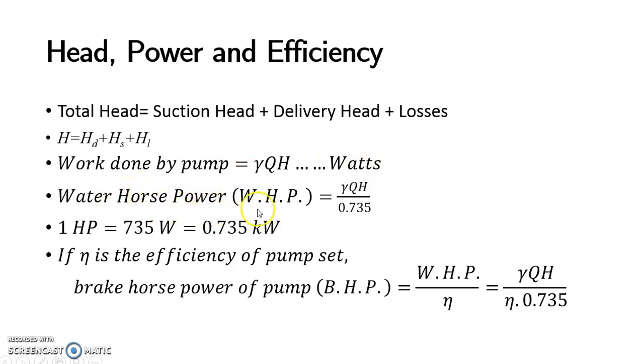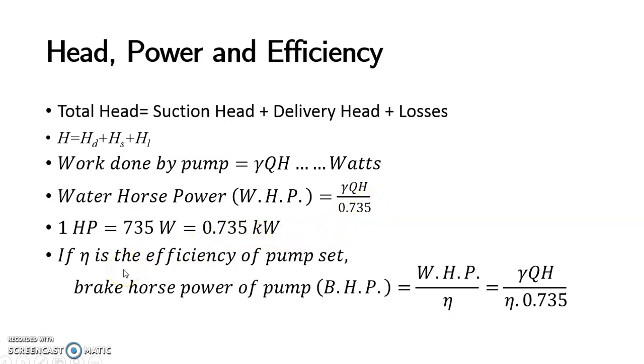Water horsepower WHP is gamma QH divided by 0.735. This is to convert from watts to horsepower, and 1 horsepower in a way is equal to 735 watts, or also equal to 0.735 kilowatts. This is the thing which is used here.